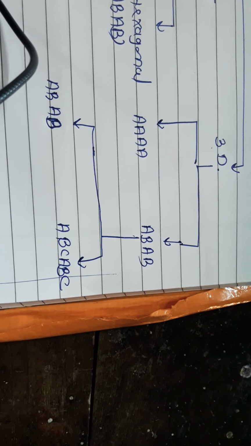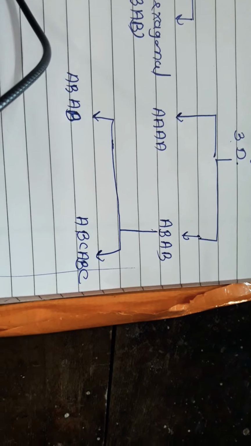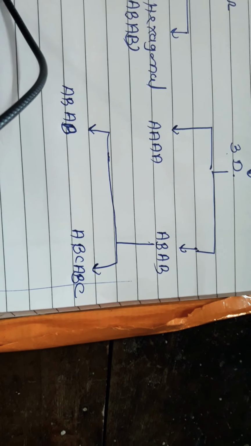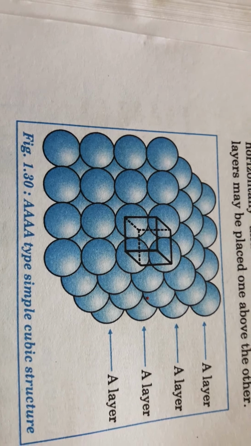The third type is 3D packing. 3D packing is again divided into AA type of arrangement and AB type of arrangement. So this is the AA type, the simple cubic structure.